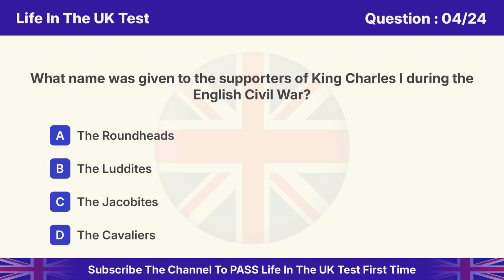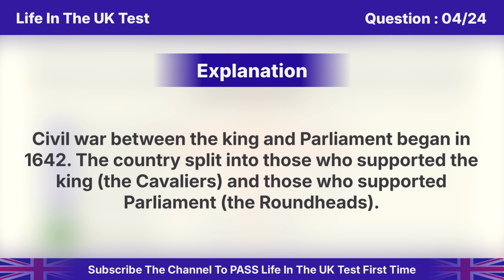Question 4. What name was given to the supporters of King Charles I during the English Civil War? Option A, the Roundheads. B, the Luddites. C, the Jacobites. D, the Cavaliers. Answer is D, the Cavaliers. Civil war between the King and Parliament began in 1642. The country split into those who supported the King, the Cavaliers, and those who supported Parliament, the Roundheads.